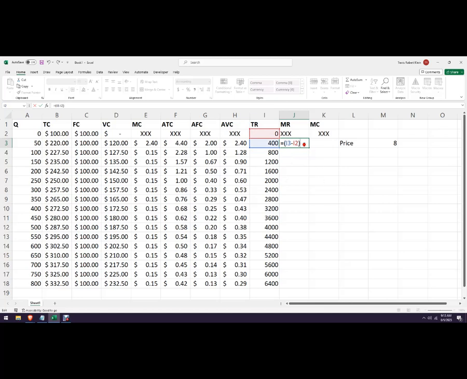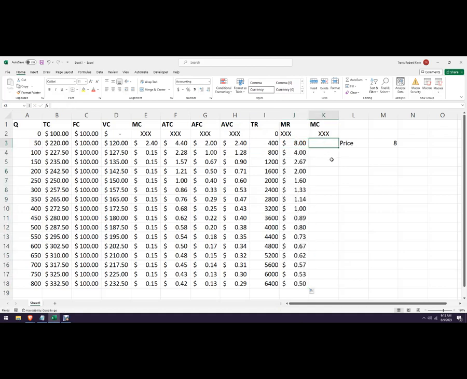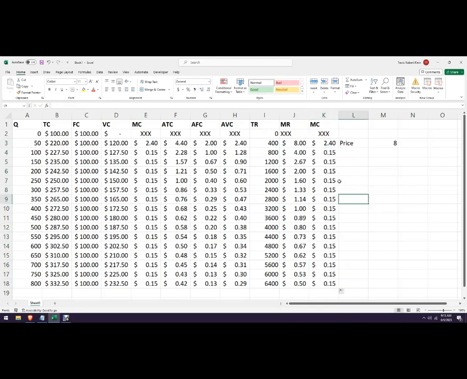And then divided by 50. I actually know the answer is going to be 8 because this is a perfectly competitive situation. And so it just right there. Okay. Now this one, I can copy that right there. Okay, now I've got the whole table.